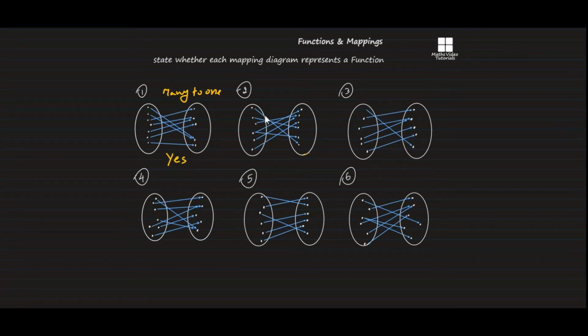So this one here is one to many. Can you see from this value there are 2 connections with 2 arrows. So this is one to many.